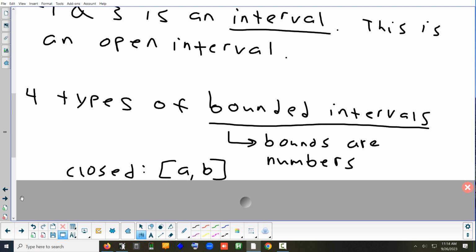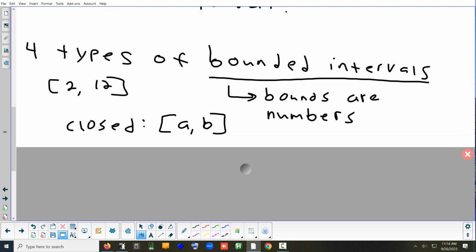You can have what's called a completely closed interval. Closed means you'd have a bracket on each end. And what does that mean if I said it like this? When you put the bracket on each end, it means, yeah, Jacob? You can include 2 and 12. You can include the 2 and you can include the 12.